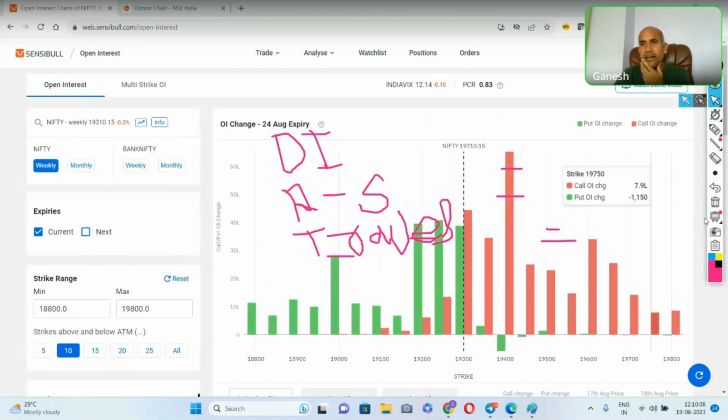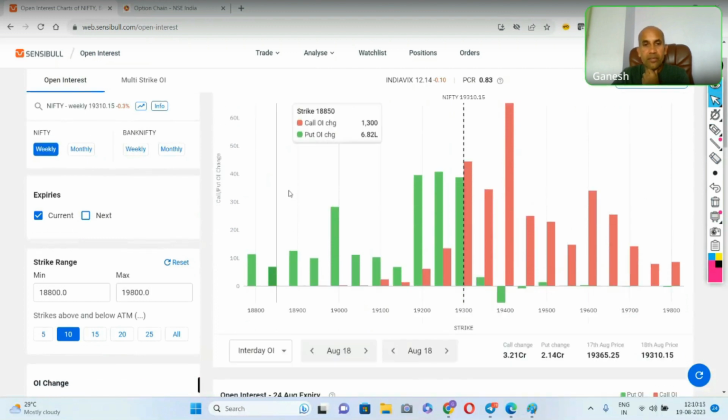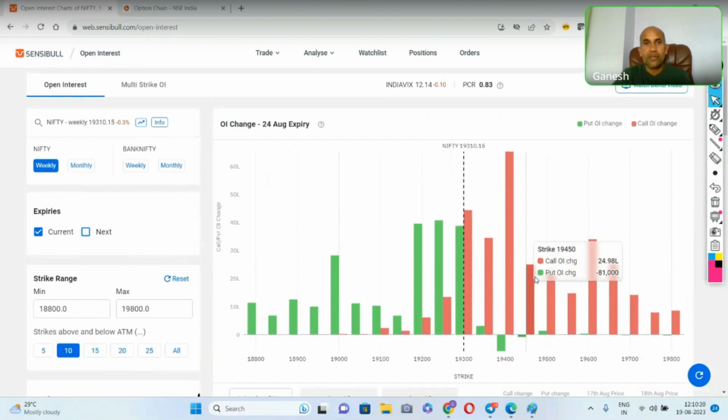Means intraday, not chart, intraday open interest change. This is open interest of 18th, yesterday's open interest. As per yesterday, what is the highest one? Here also we see highest yesterday. What has happened on Friday? 19,400 highest call sold, and here, right, straddle has been there, 19,300.